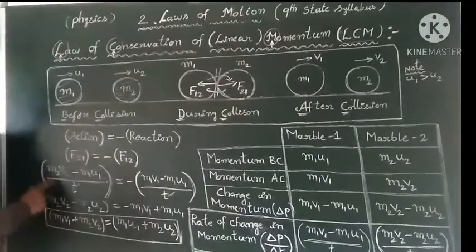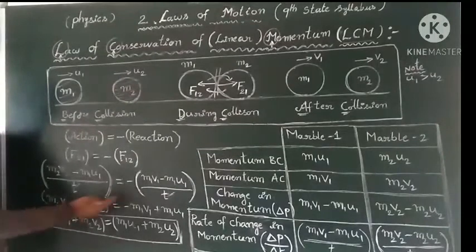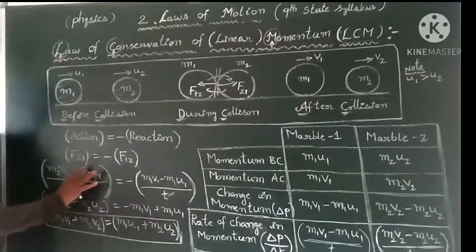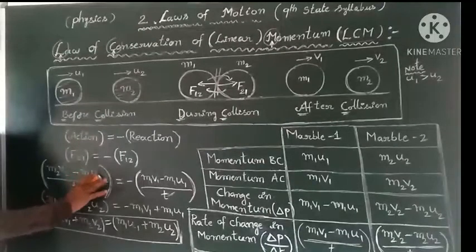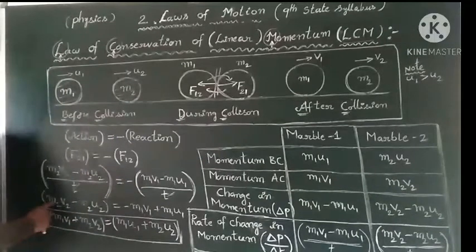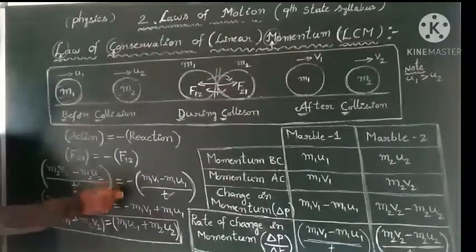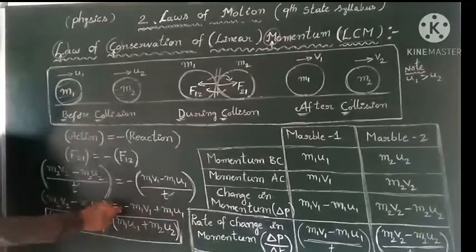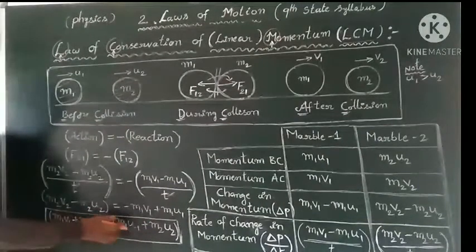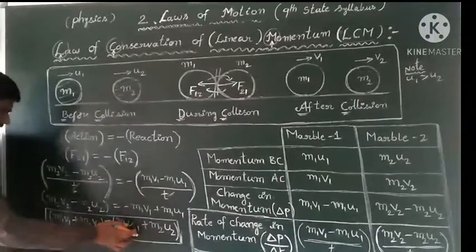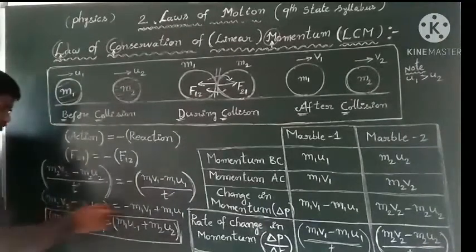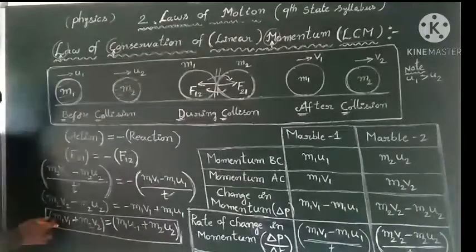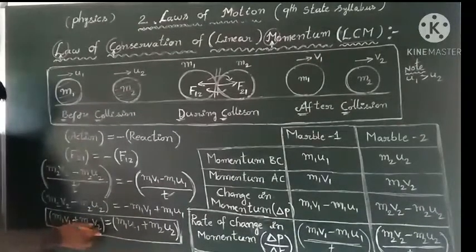Then we get m2 v2 minus m2 u2 on one side, and m1 v1 minus m1 u1 on the other, and the time gets cancelled. So the equation will be like this. Bring all the u1 u2 terms to one side: m1 u1 we already have here, and bring this minus m2 u2 to the right side, m1 u1 plus m2 u2. And bring this minus m1 v1 to the left side, m1 v1 plus m2 v2.